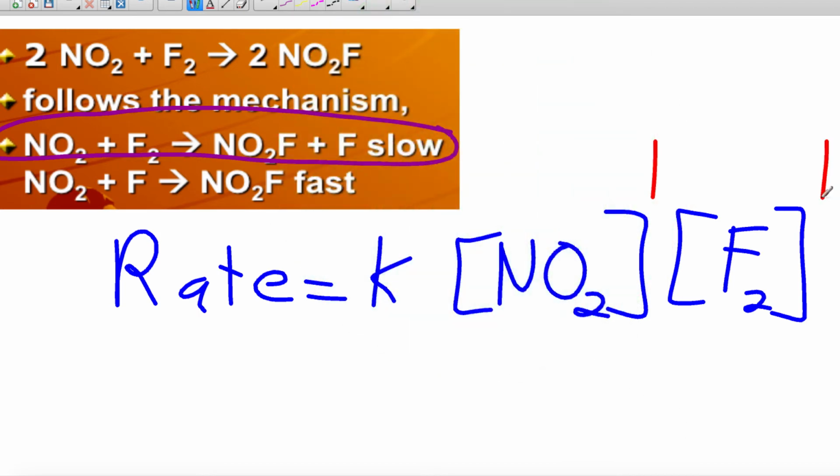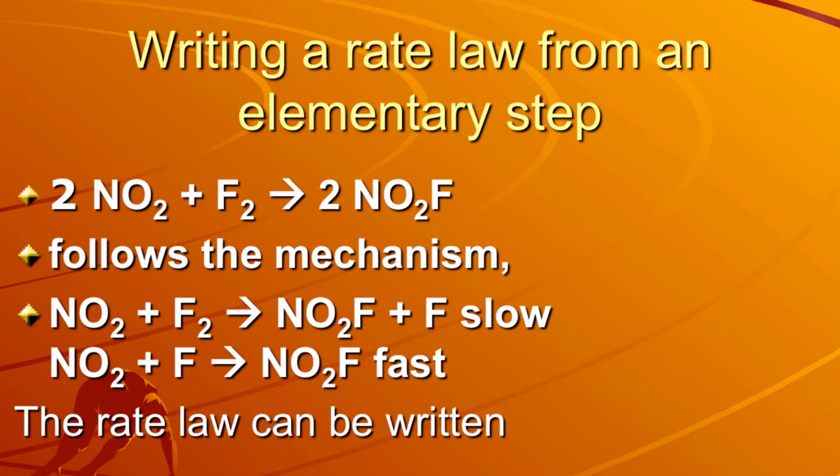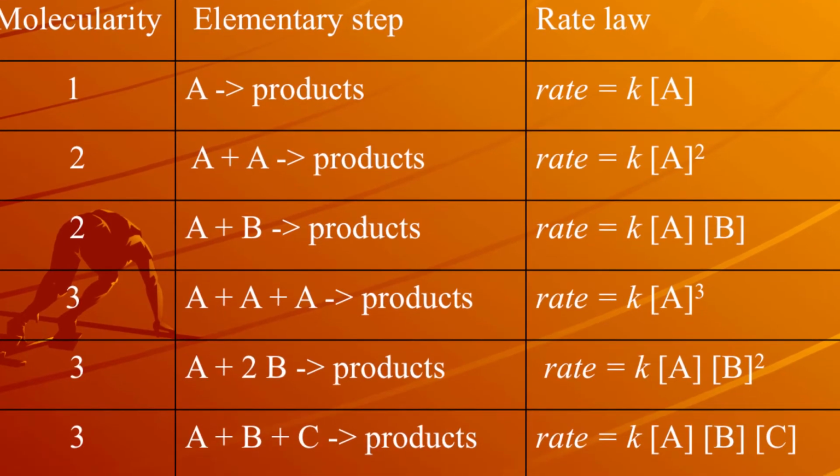Therefore, the rate law for this equation is K times NO2 times F2, both of them to the first power. Did you think, I think I see an intermediate? If you see the intermediate F, then you're right. F was made in the middle, and it was consumed in the middle. You don't see it at the beginning, and you don't see it at the end. F is an intermediate.